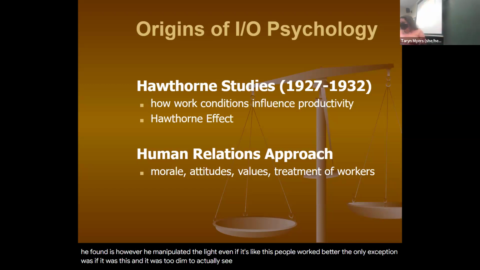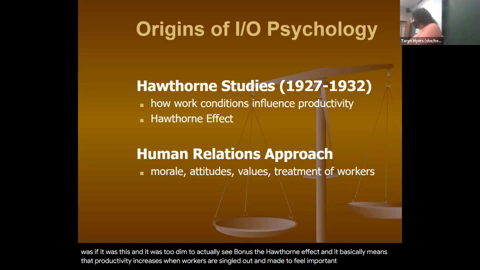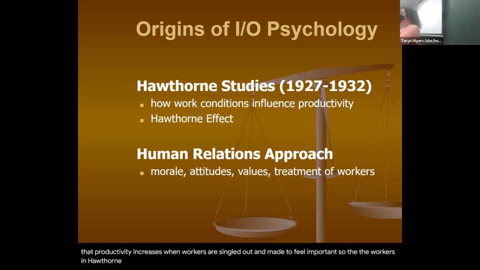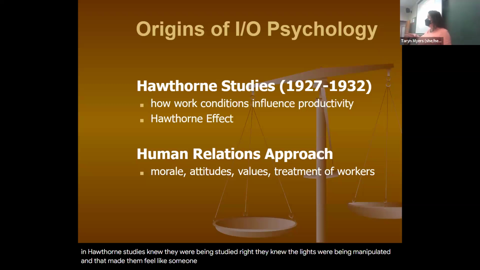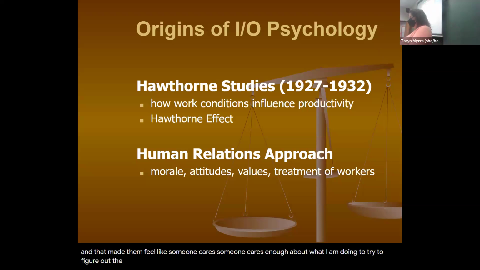This became known as the Hawthorne effect. And it basically means that productivity increases when workers are singled out and made to feel important. So the workers in the Hawthorne studies knew they were being studied, right? They knew the lights were being manipulated, and that made them feel like someone cares. Someone cares enough about what I am doing to try to figure out the way for me to do it best, and therefore, this makes me feel good, and that's going to increase productivity.